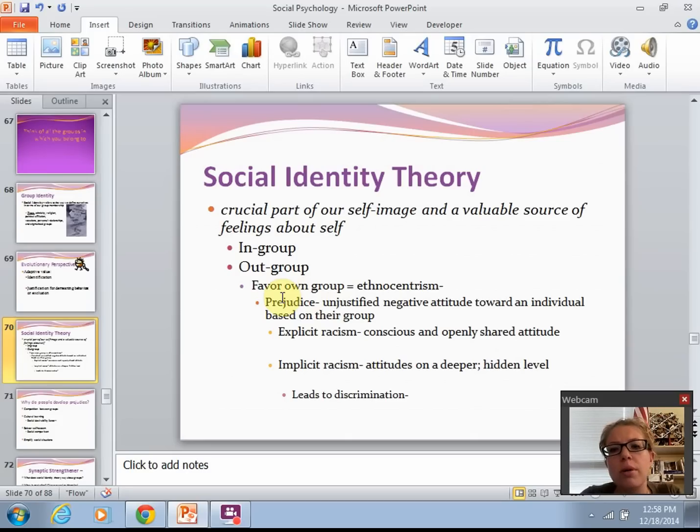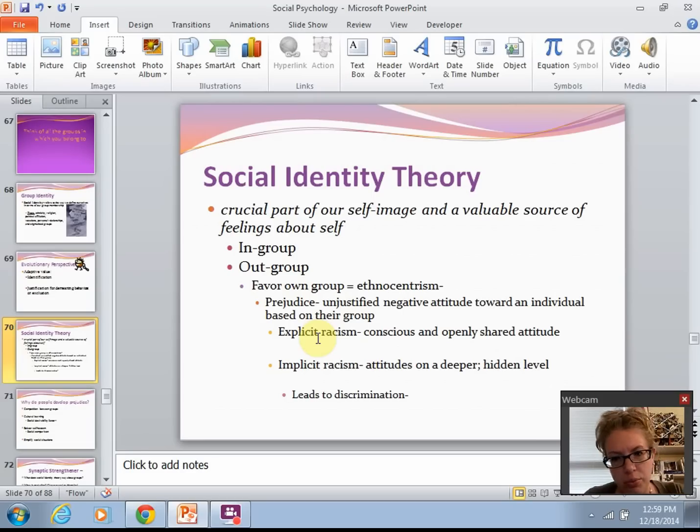Now, prejudice, remember, is an attitude or a belief that people have that's negative about people that are in their out-groups. There's two different types of prejudice: explicit and implicit. And there's all different types of prejudice too, by the way. You can have prejudice for race, you can have prejudice for gender, you can have prejudice for skinny people versus obese people. There's all kinds of isms, if you will, out there.